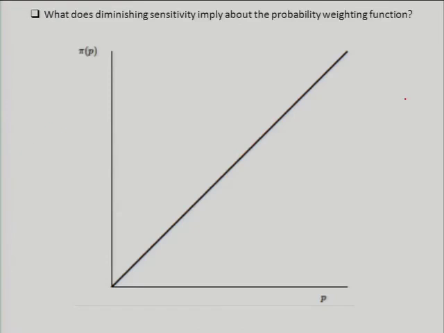Here's a probability weighting function. It maps probabilities p to the weights pi of p, and this is a linear probability weighting function. Yeah, that's the probability weighting function implied by expected utility. So we could put in 1 here. Actually, I don't want to do that. You can see the point.